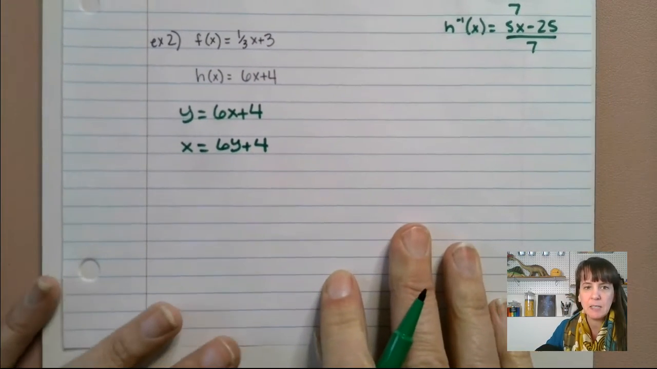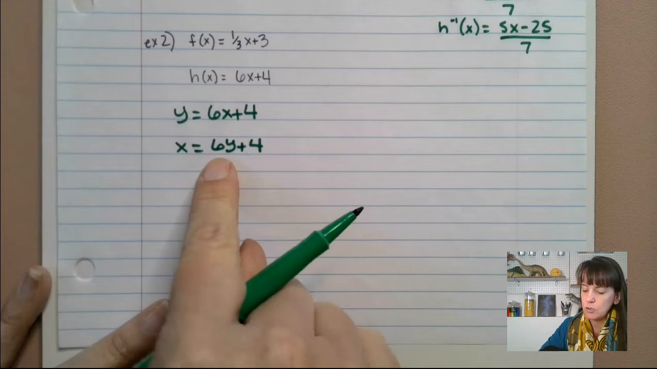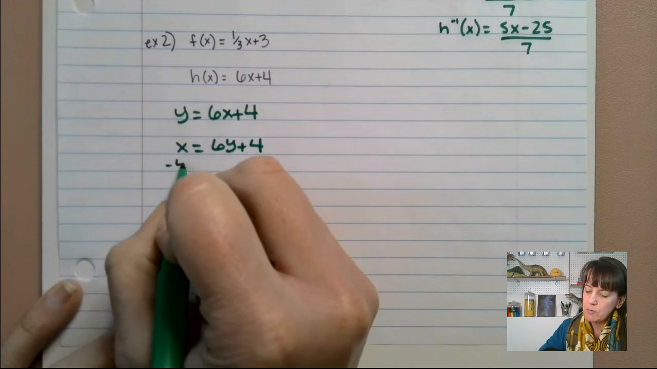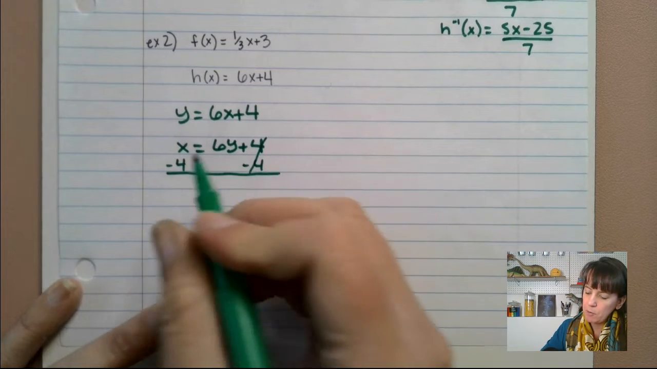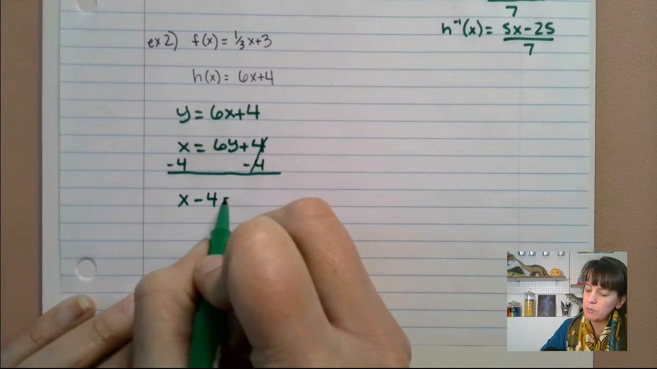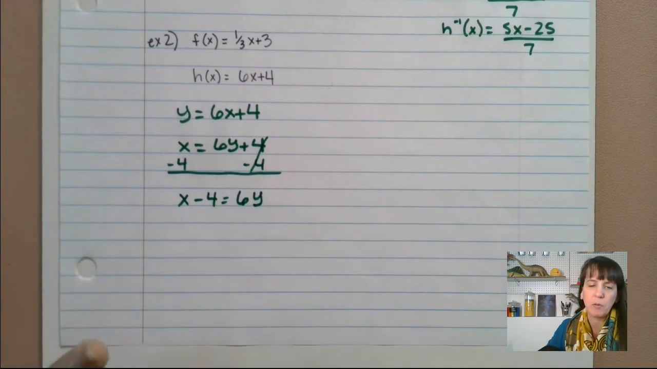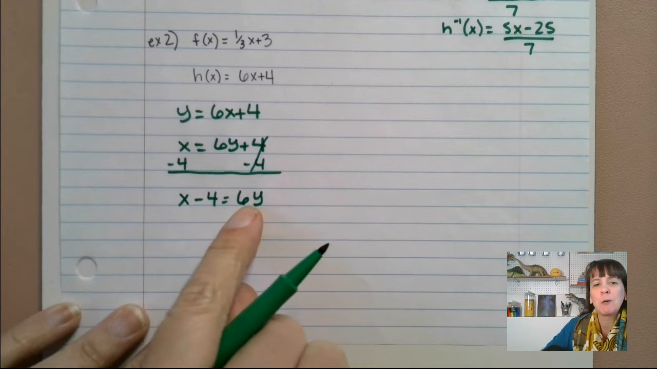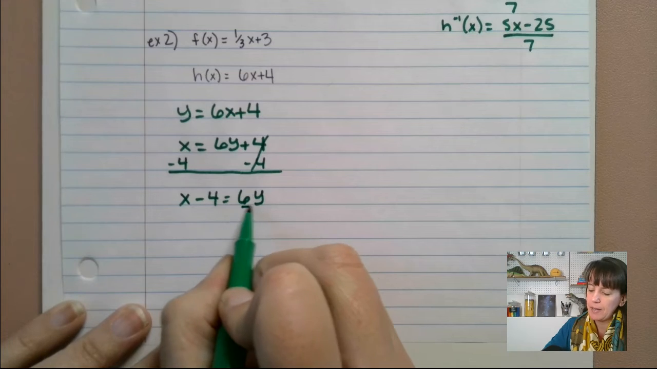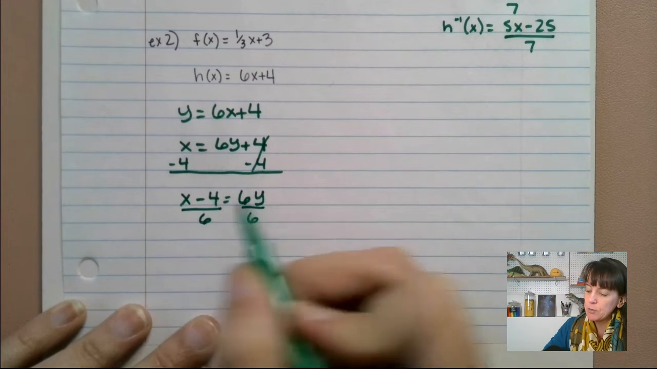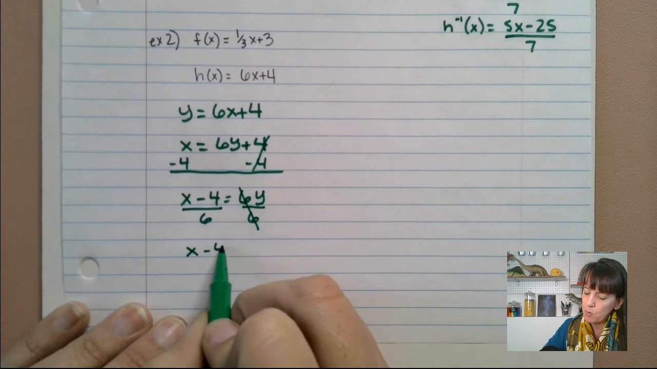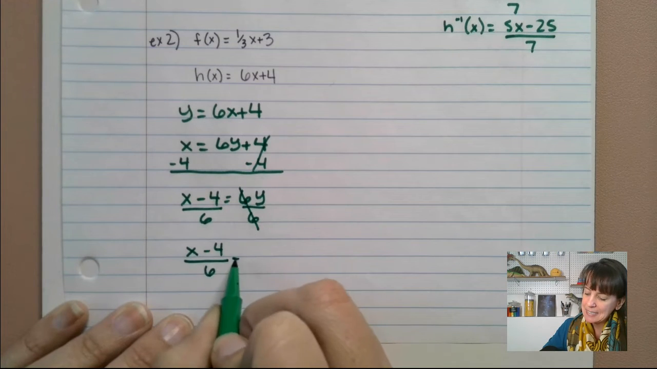Now, the idea is that we want to get our y by itself, so we need to get this chunk by itself. We do that by subtracting 4 from both sides. Minus 4, cancel that out. We get x minus 4 equals 6y. All right, we're very close to having our y by itself. Now, the next step to get y by itself: we're currently multiplying, and the opposite of multiply is divide. So we are going to divide. Those go away. I have x minus 4 over 6 equals y.